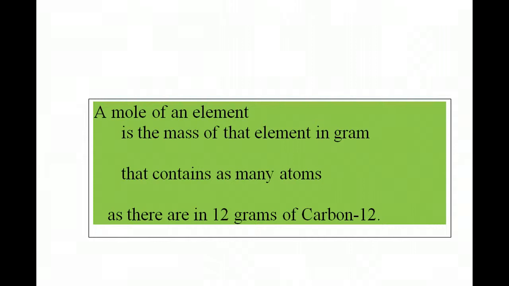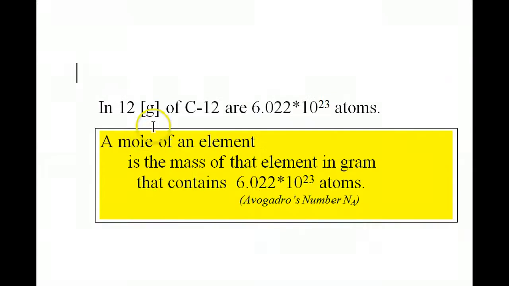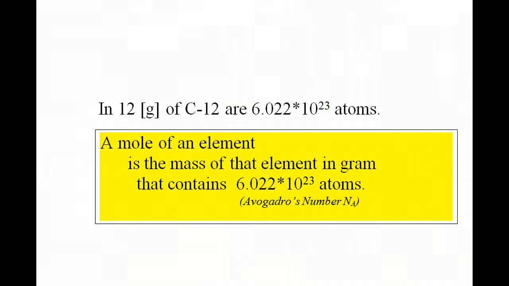Well, but how many atoms are in 12 grams of carbon 12? In 12 grams of carbon 12 are 6.022 multiplied by 10 to the power of 23 atoms. And this number, 6.022 multiplied by 10 to the power of 23 atoms, is called Avogadro's number, and the symbol for it is capital N and then subscript capital A.